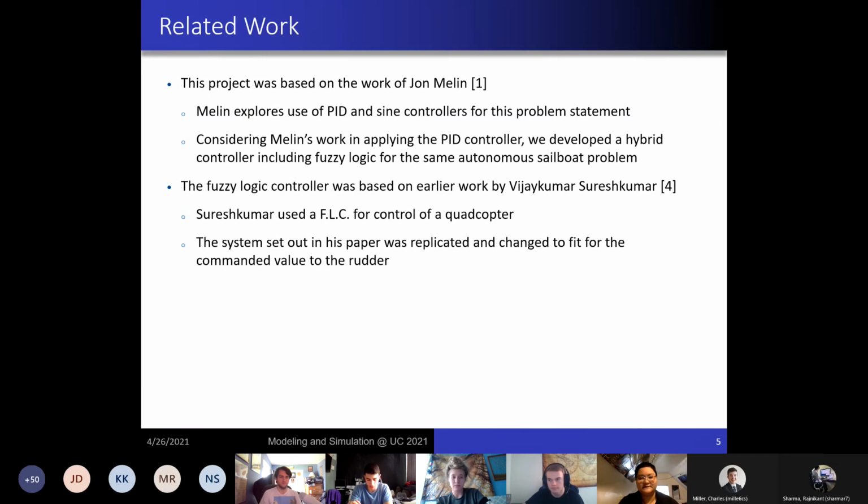So these are the related works to our project and where our work fits. This project was based on the work of John Mellon. In his work, Mellon explores the use of PID and sign controllers for the same problem statement. By considering Mellon's work in applying the PID controller, we developed a hybrid controller including fuzzy logic for the same autonomous sailboat problem. The fuzzy logic controller was based on earlier work by Vijay Kumar Suresh Kumar. Suresh Kumar used a FLC, or fuzzy logic controller, for control of a quadcopter, and the system set out in his paper was replicated and changed to fit for the commanded value to the rudder of our sailboat.